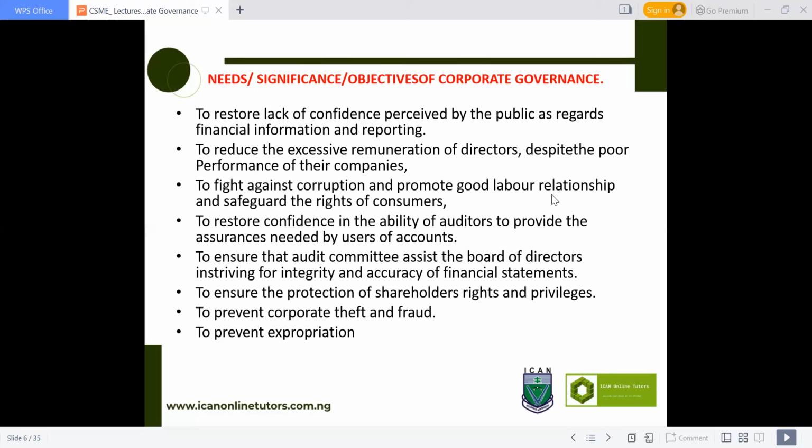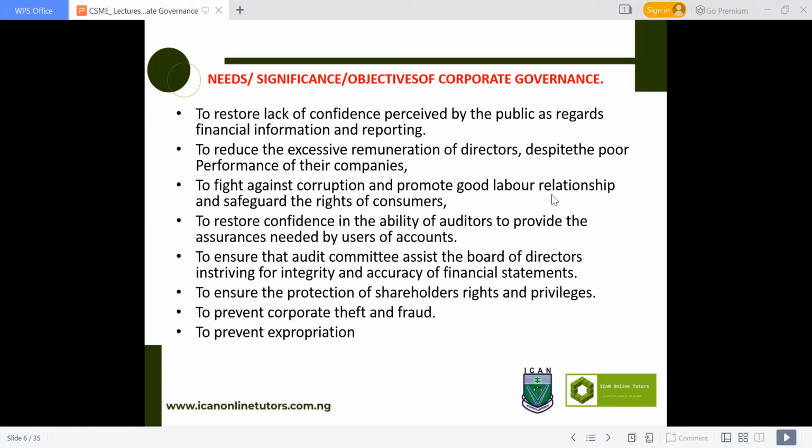We also have to ensure protection of shareholders' rights and privileges. We need corporate governance for that. And to prevent corporate theft and fraud, because one of the reasons why some companies fail is as a result of corporate theft. And that's why in audit we usually say that there are 2 types of fraud: organization fraud and employee fraud. Organizations also commit fraud. Employees can also commit fraud.